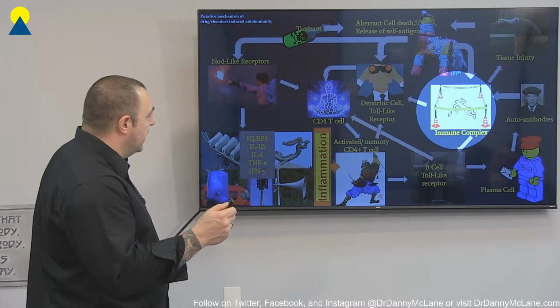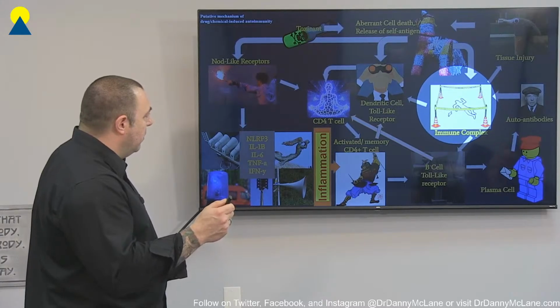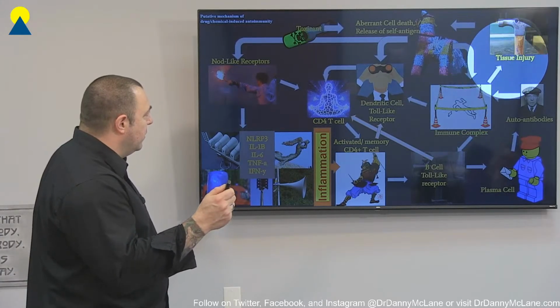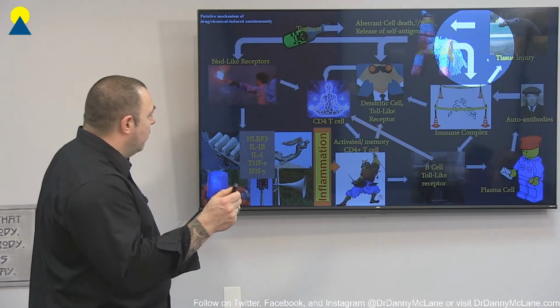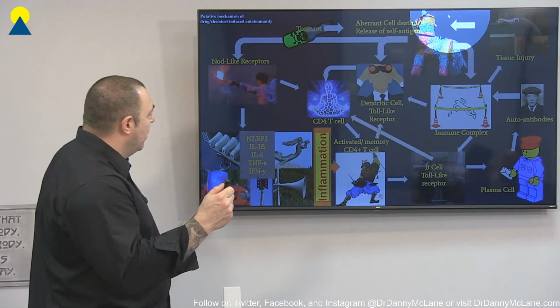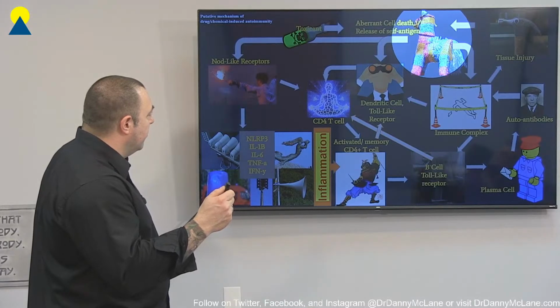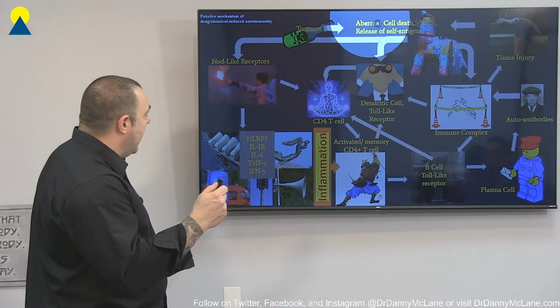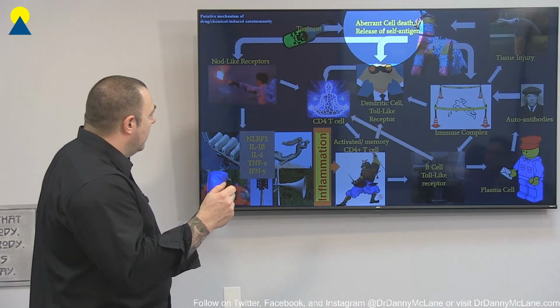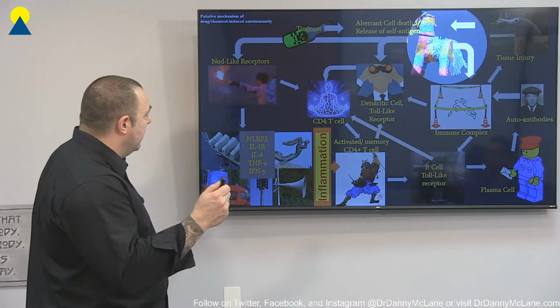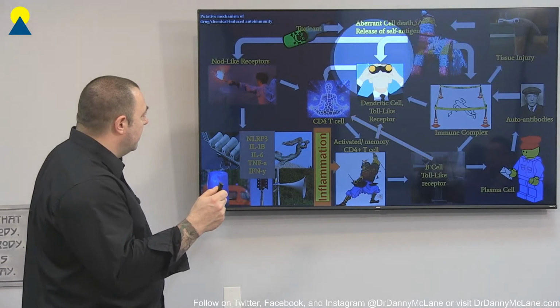Now, what's interesting is this immune complex is part of what activates cell destruction, which is tissue injury, which goes over here to our friend Mr. Wacky Face, goes over here, hits the piñata again, breaks open more cells. Aberrant, that means abnormal cell death. It's a release of self-antigen. So when you break this thing open, there's going to be stuff spilling out everywhere that dumps into the system.